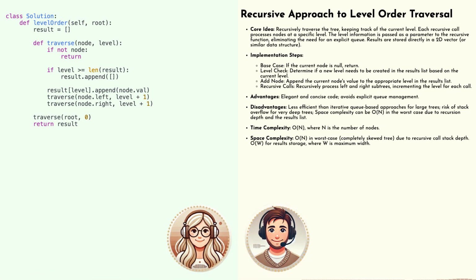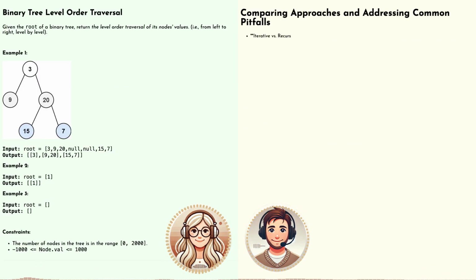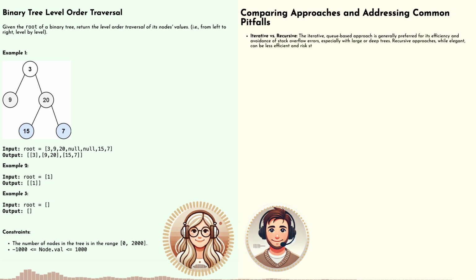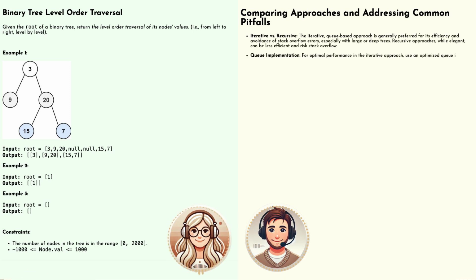So this recursive approach is providing a different, perhaps more elegant way to achieve level order traversal, and we don't even need a queue. But you mentioned trade-offs earlier. What are the potential downsides of going with this approach? Well, while recursion is often praised for its elegance and sometimes even readability, it can have implications for space complexity, especially when we're working with trees that are really deep.